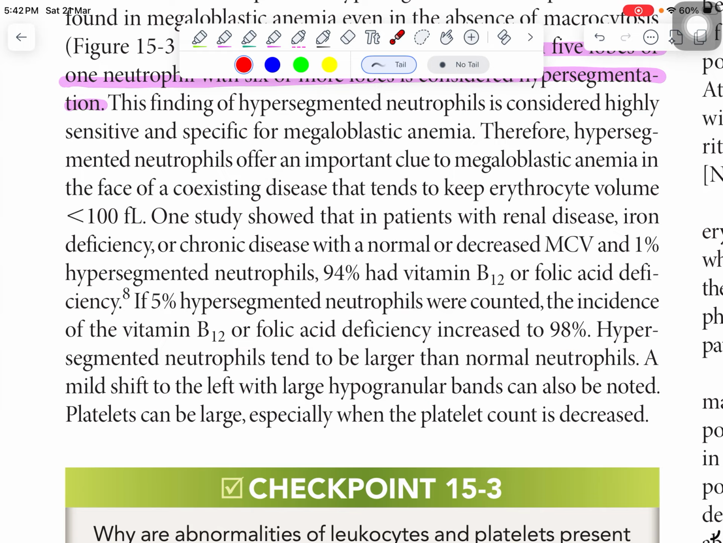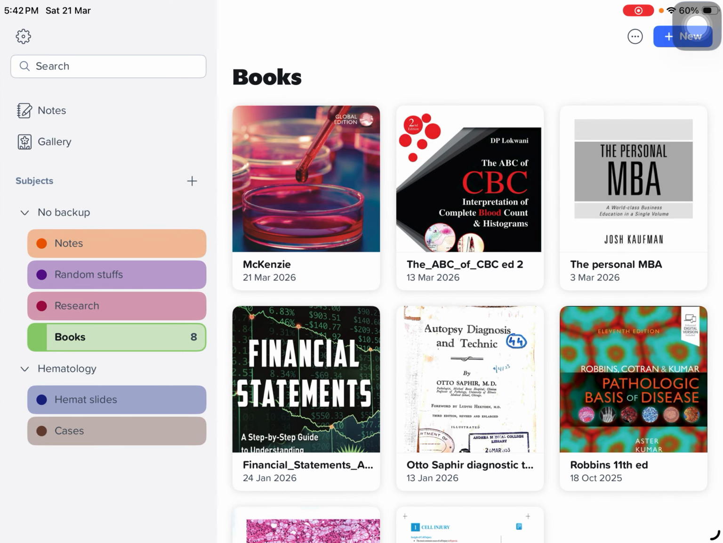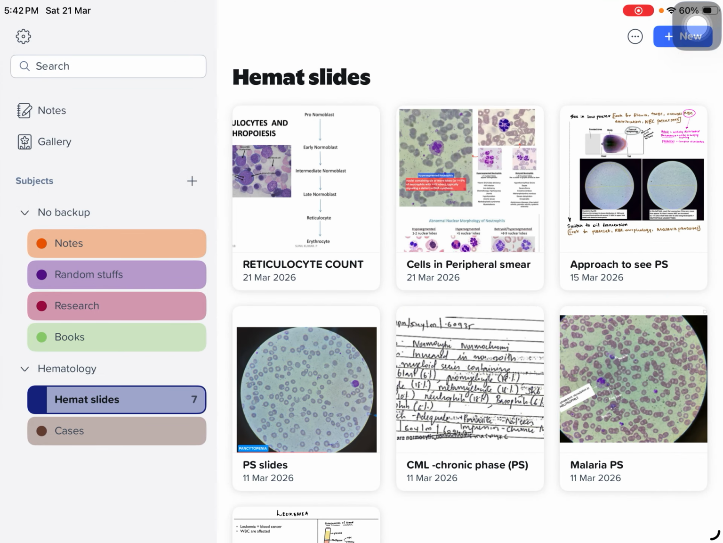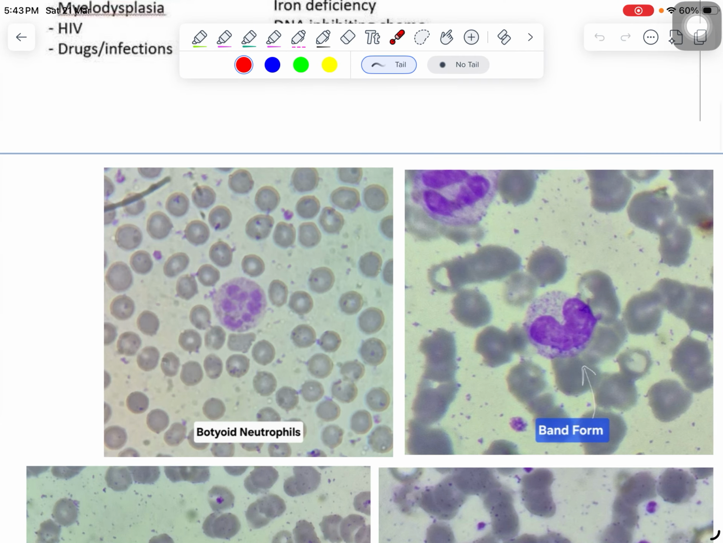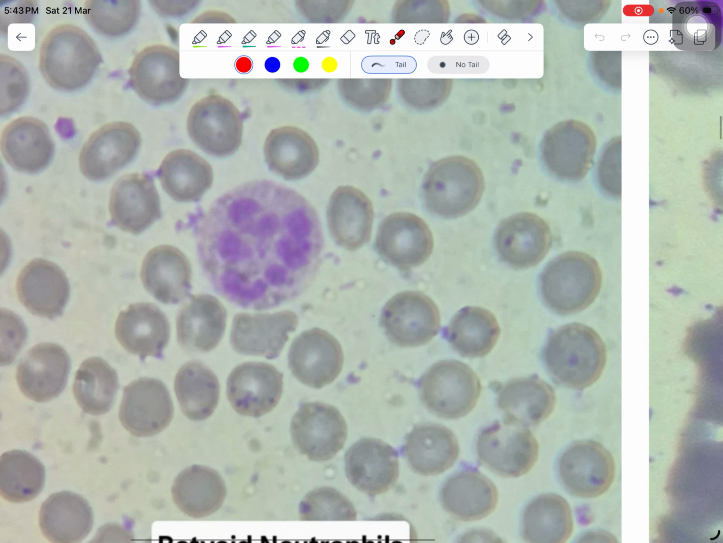Hypersegmented neutrophils tend to be larger than normal neutrophils. You can see in this, this is the real slide. You can see here a big neutrophil. A normal neutrophil will be like this, and this is a very big one.